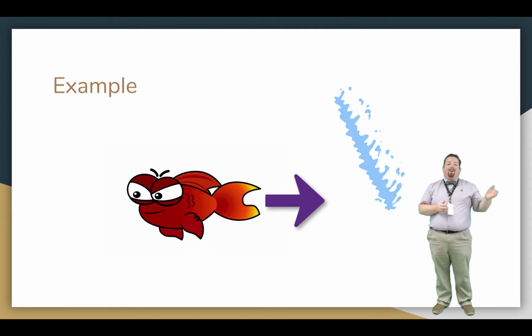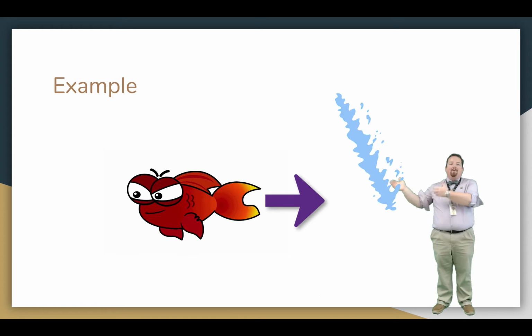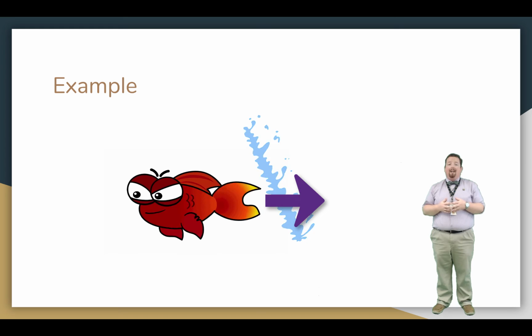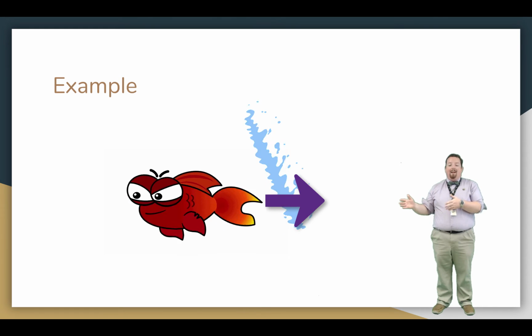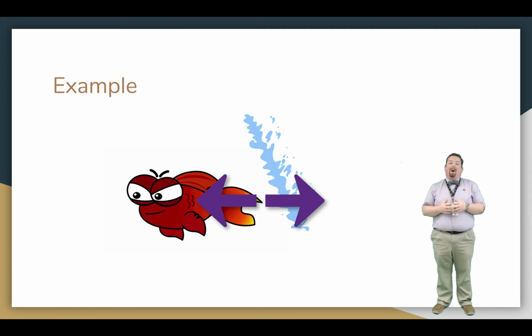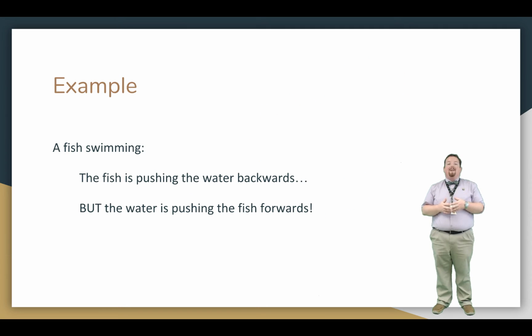If we didn't have Newton's third law, the water would just move backwards and the fish would stay where it's at. But since we have Newton's third law, the force that the fish pushes on the water with gets pushed back on the fish by the water. In other words, the fish's fins are pushing backwards on the water with a certain amount of force, and that water pushes forwards on the fish with the same amount of force. Notice one's pushing backwards, one's pushing forwards. It's just an equal amount of force, and that allows the fish to move forward.